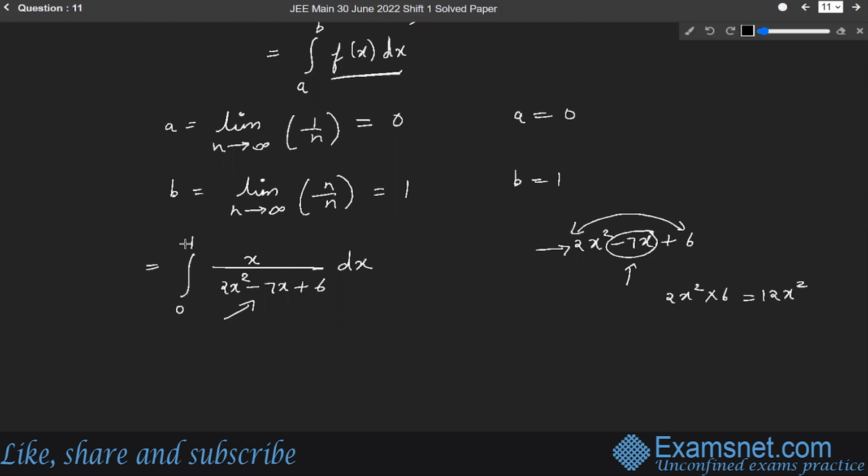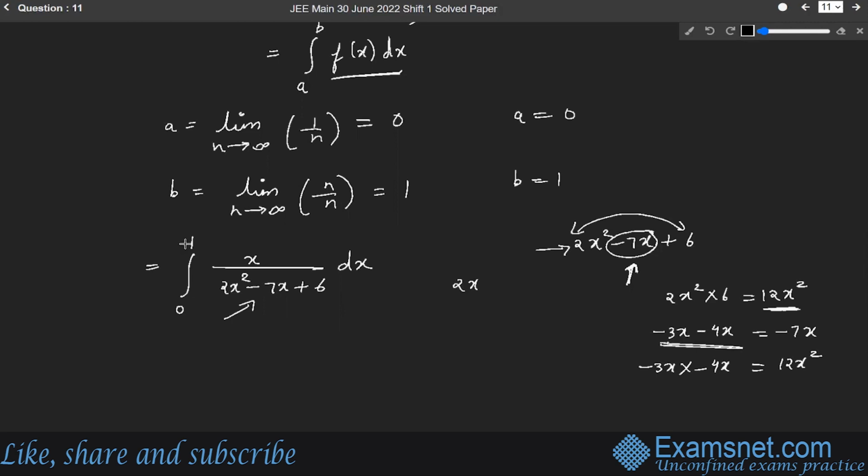Okay, so we have to find two numbers whose product should be 12x square and whose sum should be equal to minus 7x. So two numbers can be minus 3x and minus 4x. When we add minus 3x and minus 4x, we get minus 7x. And when we multiply minus 3x with minus 4x, then we get 12x square, right? So the two numbers will be minus 3x and minus 4x.